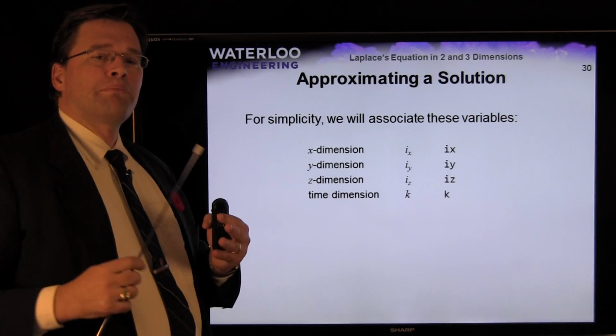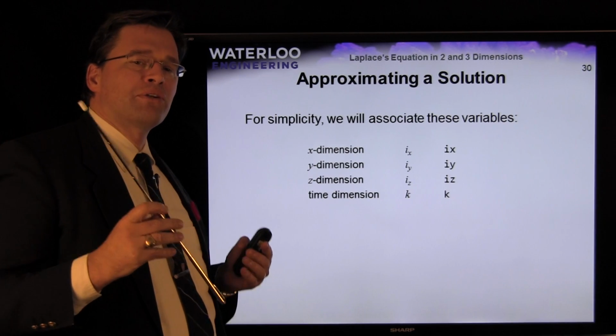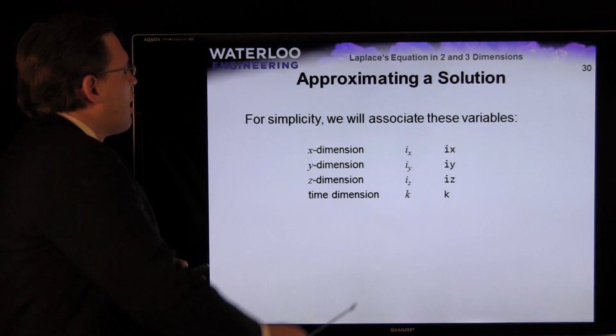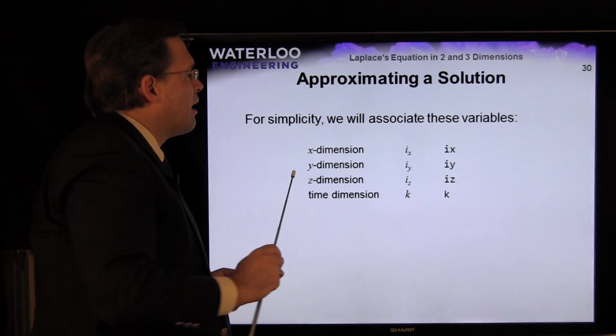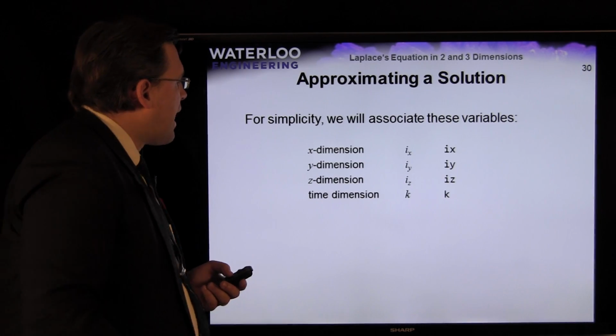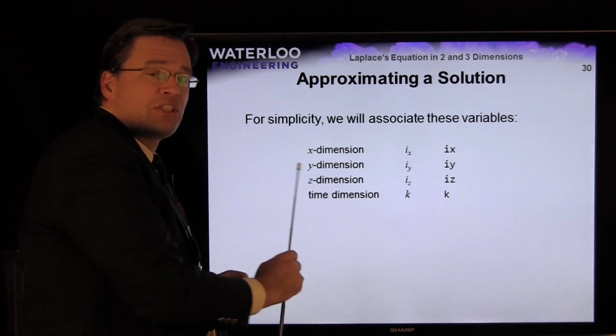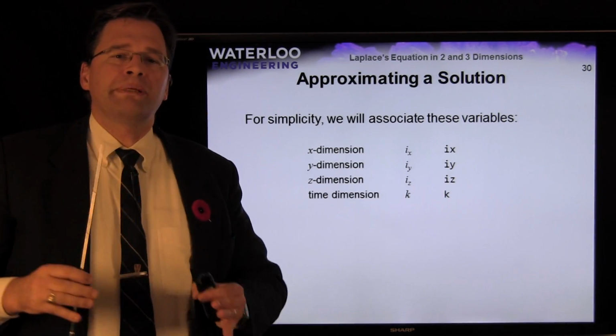To make it clear which direction, x, y, or z, we're iterating over, the variables we will use will be ix, iy, and iz. And the time dimension, just like previously, will always be k.